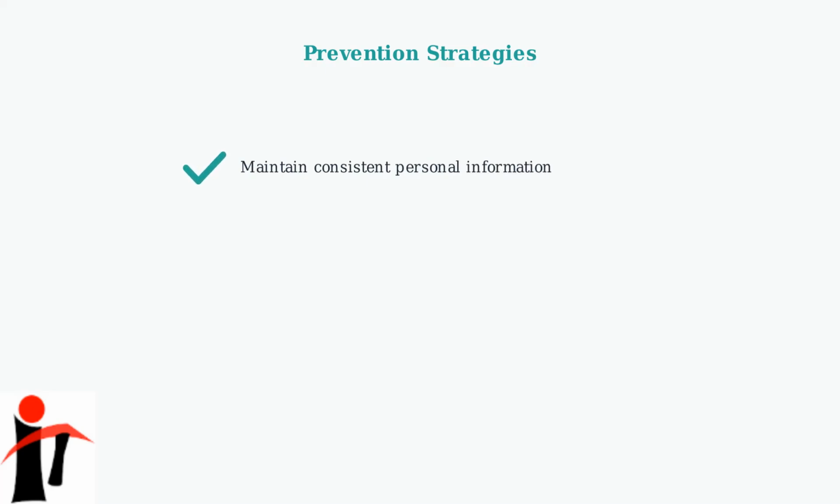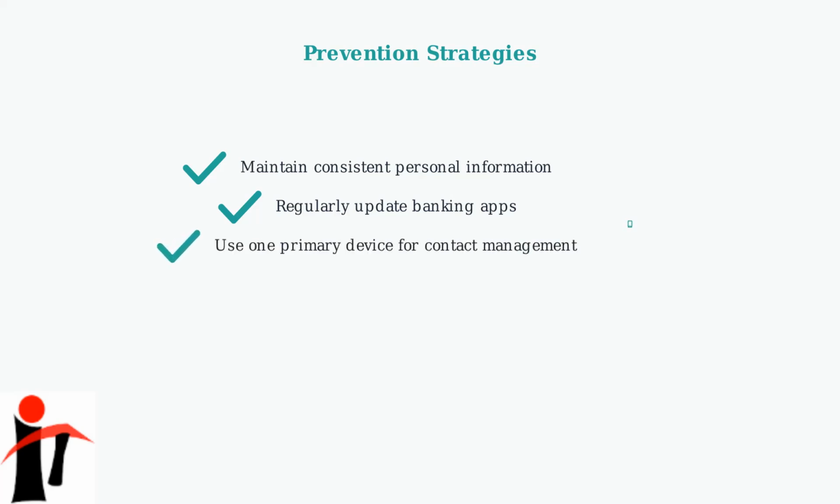First, maintain consistent personal information across all your accounts. Any mismatch between your bank records and Zelle profile can trigger permission conflicts. Second, regularly update your banking apps. New versions often include improved Zelle integration and bug fixes that prevent permission errors. Third, designate one primary device for managing your Zelle contacts. Using multiple devices can create synchronization conflicts that trigger permission errors.